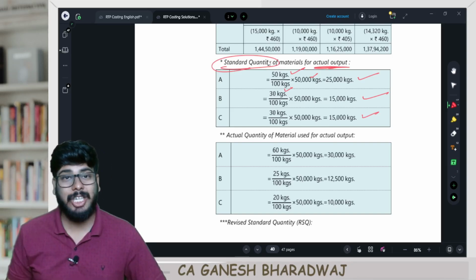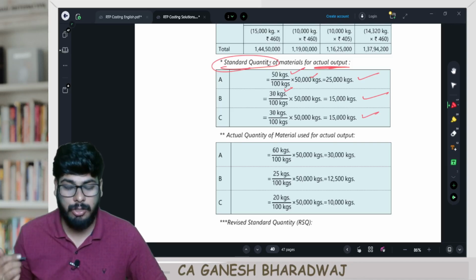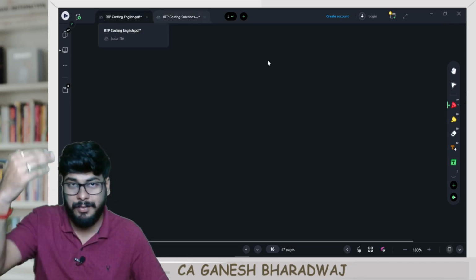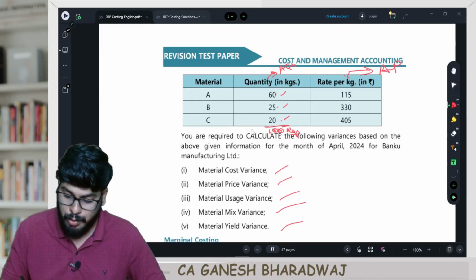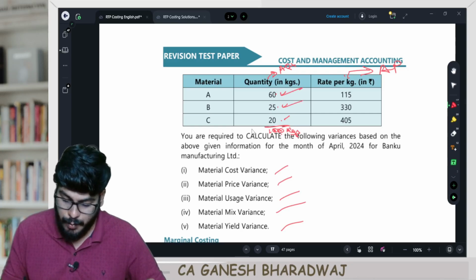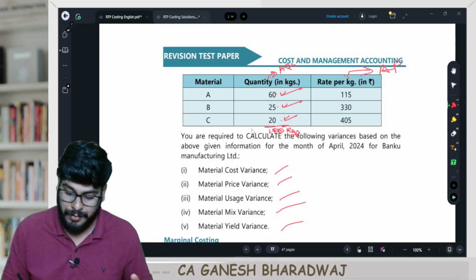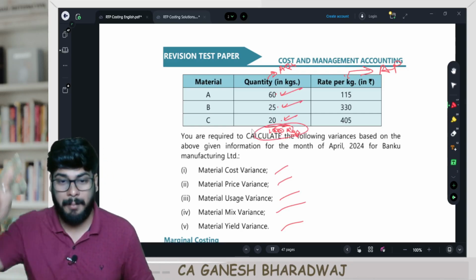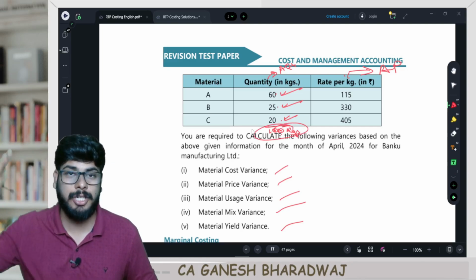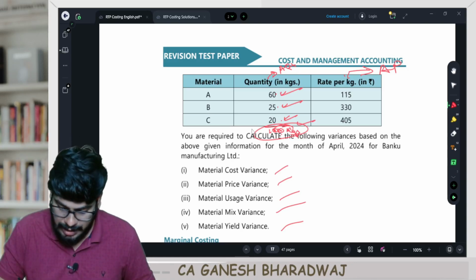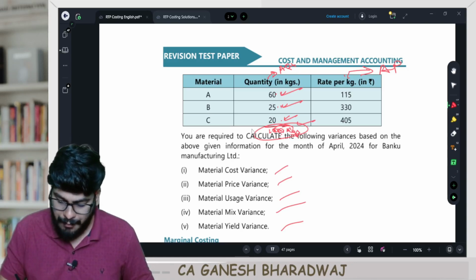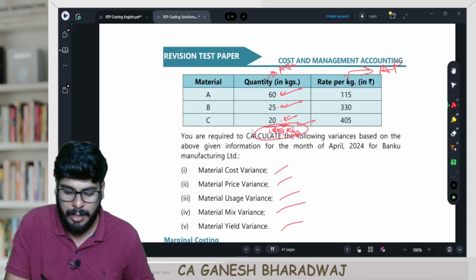Similarly, what is the actual quantities of material consumed for each of these three particular materials? Look at this. They have given in the question. They have actually consumed 60 kgs of A, 25 kgs of B, and 20 kgs of C for an output of 100. But they've actually achieved an output of how much? 50,000. So this is per batch consumption. So how much should be the total? 60 upon 100 into 50,000, 25 upon 100 into 50,000, 20 upon 100 into 50,000.